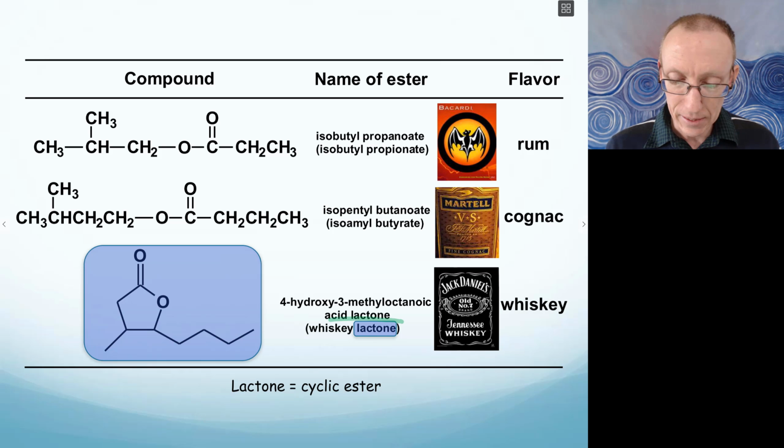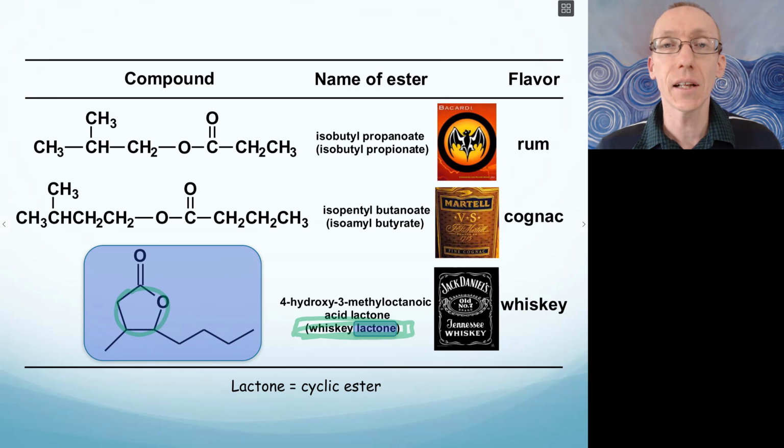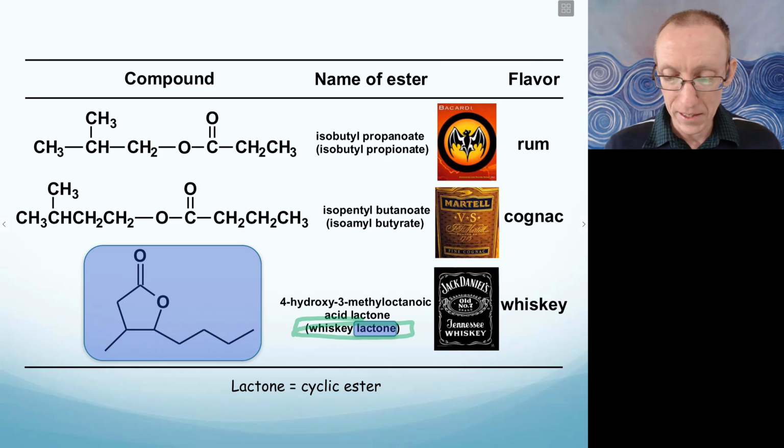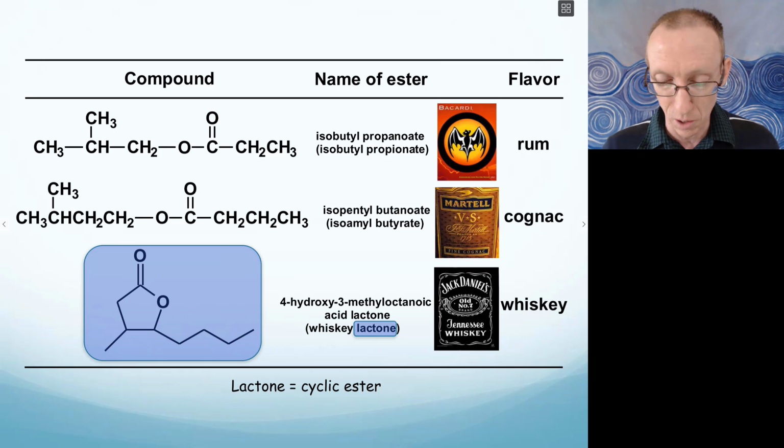And there's a very distinctive aroma in whiskies from this cyclic ester. So we call cyclic esters lactones. And this lactone is so specific or so prevalent in whiskies that it's actually got the common name whiskey lactone. So it's 4-hydroxy-3-methyl octanoic acid lactone.